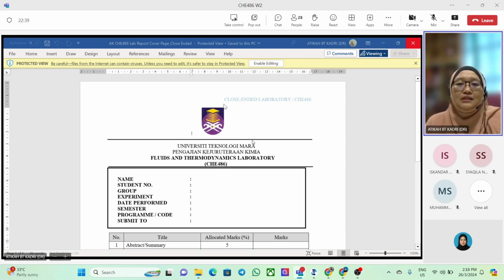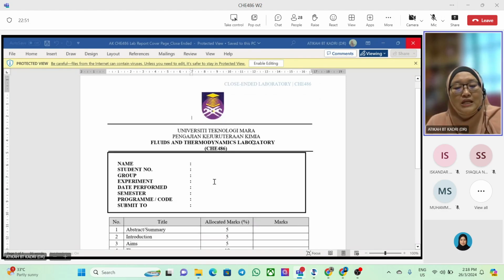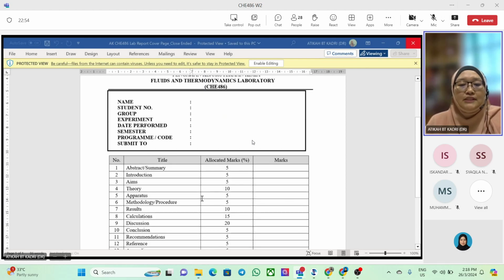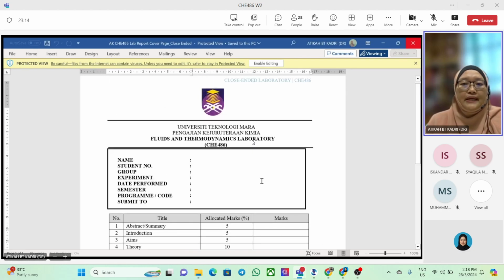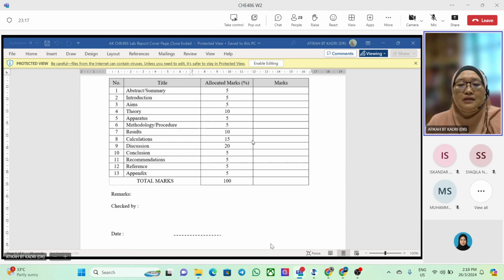So this is an example of a front page of a close-ended laboratory. Can you see at the top, in this heading, it says close-ended laboratory. Even though the close-ended laboratory and open-ended laboratory formats look the same, the allocated marks are different. For example, for close-ended, the calculation is 15 marks. However, for open-ended, the calculation section is 10 marks.